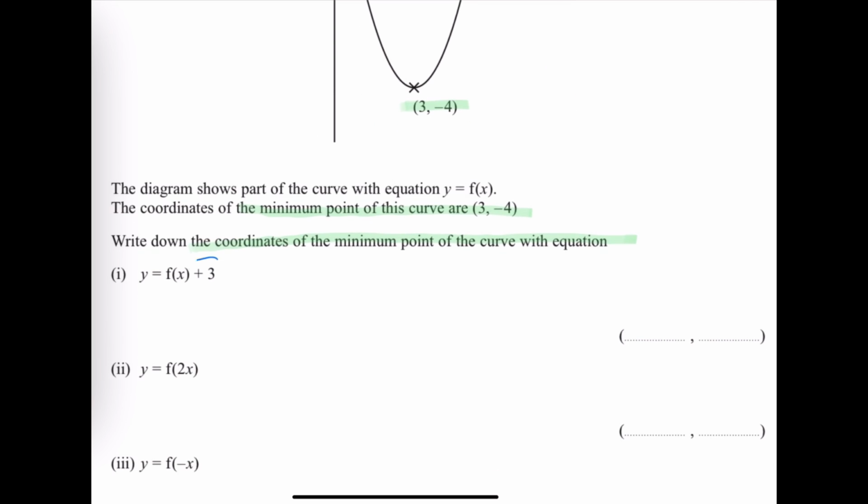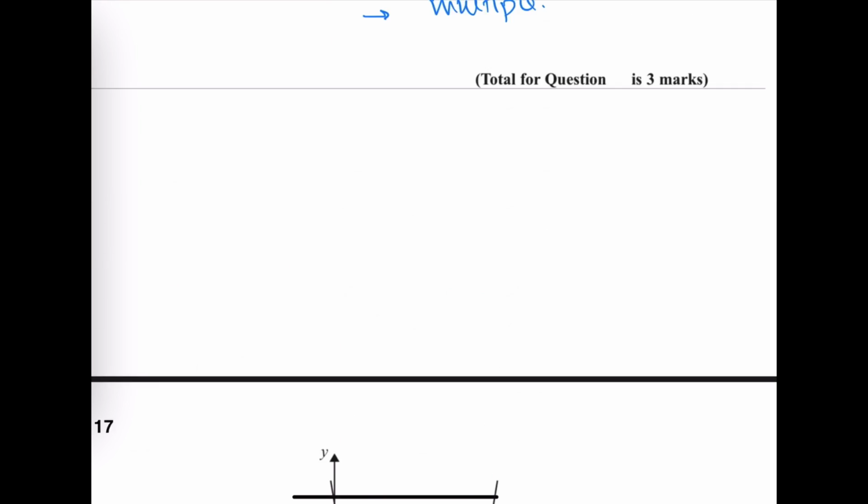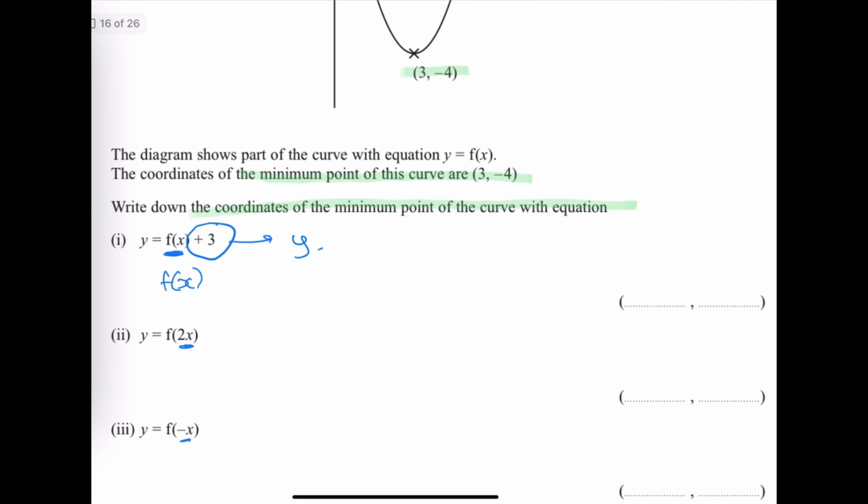So f(x) plus 3. Because the 3 is not part of the f(x), we know that this is to do with the y coordinate. If it's not inside, we only change the y coordinate, and with the x coordinate it stays the same. The sign stays the same. So the x would be 3, the same since we don't change it. For the y coordinate, we do minus 4 plus 3. This is minus 1. Now, with this one, it's different.